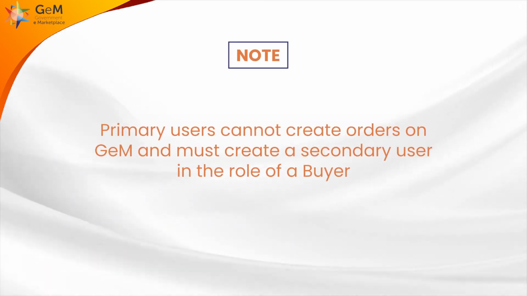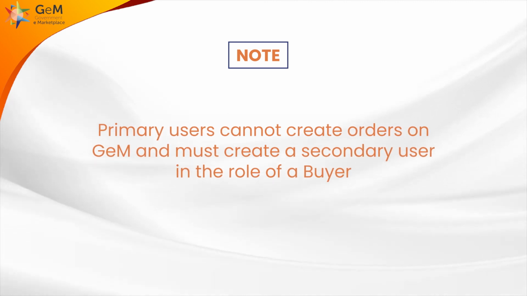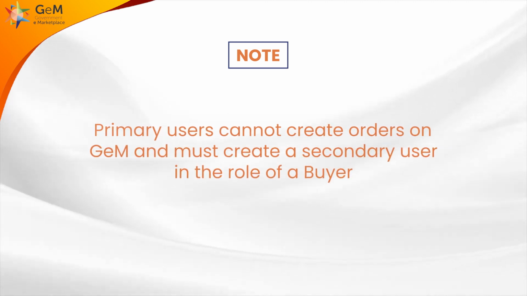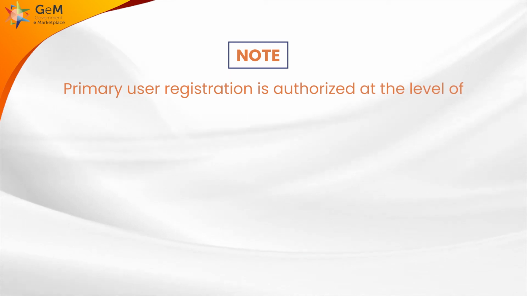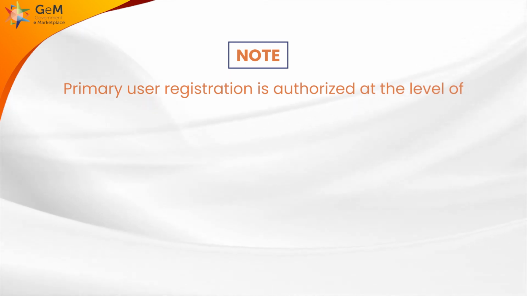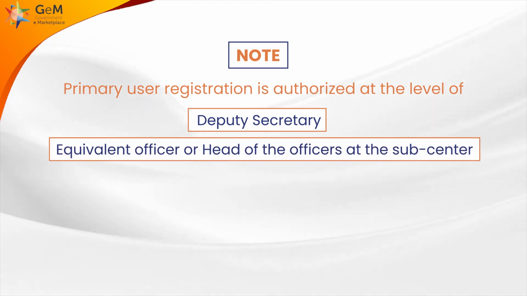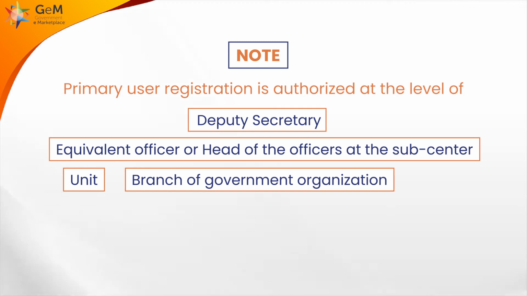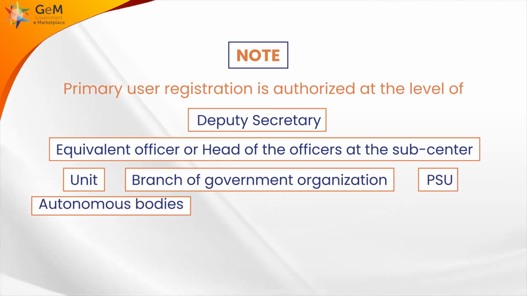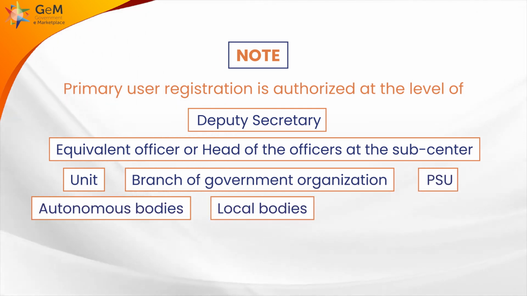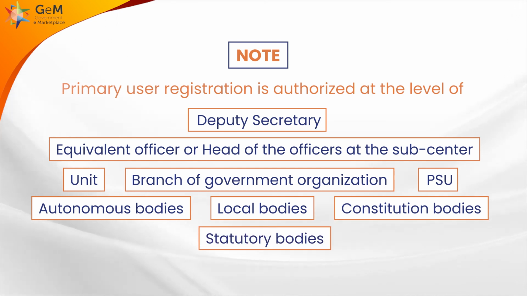Please note, primary users cannot create orders on GEM and must create a secondary user in the role of a buyer. Primary user registration is authorized at the level of Deputy Secretary or equivalent officer or head of the officers at the subcenter, unit, branch of government organization, PSU, autonomous bodies, local bodies, constitution bodies, or statutory bodies.